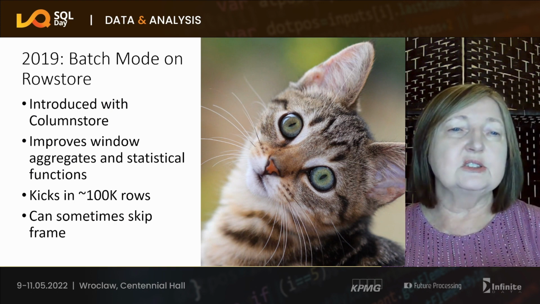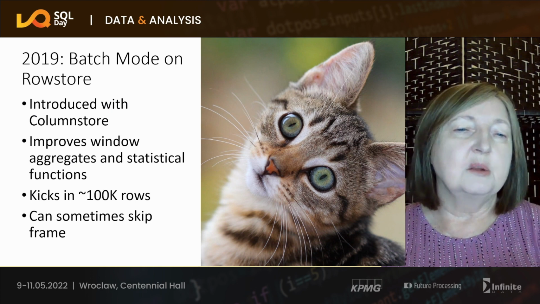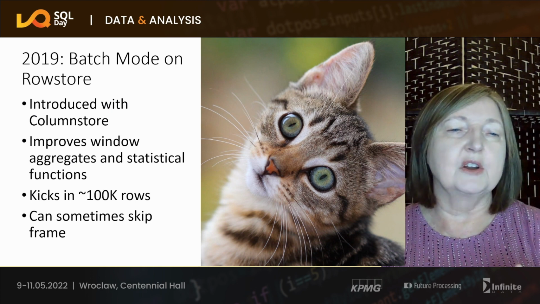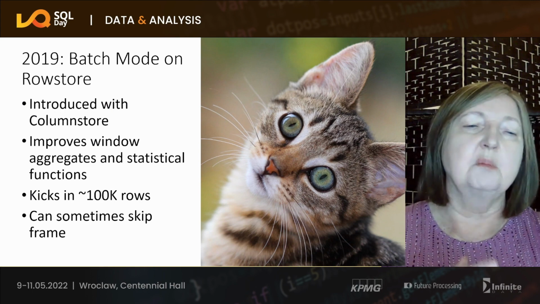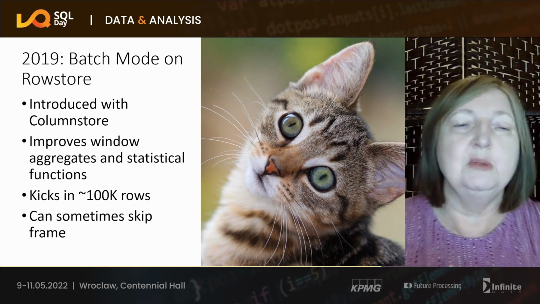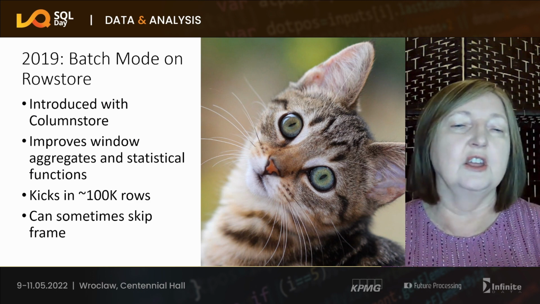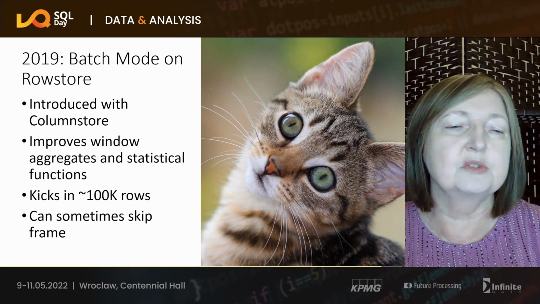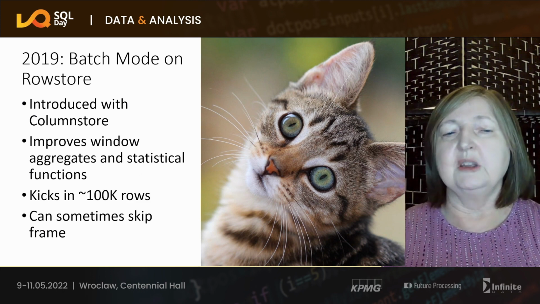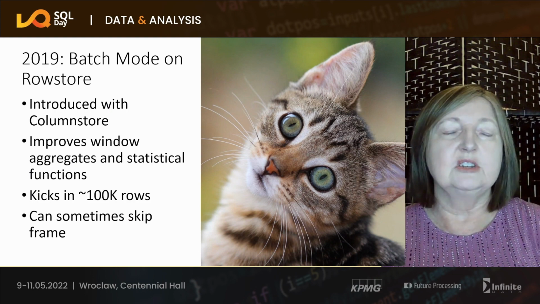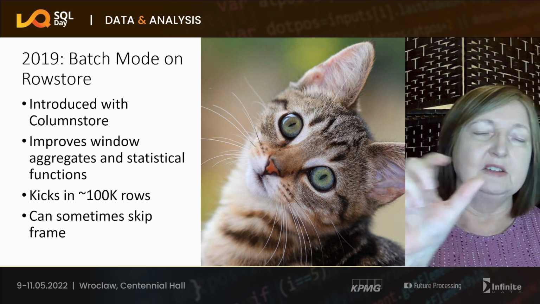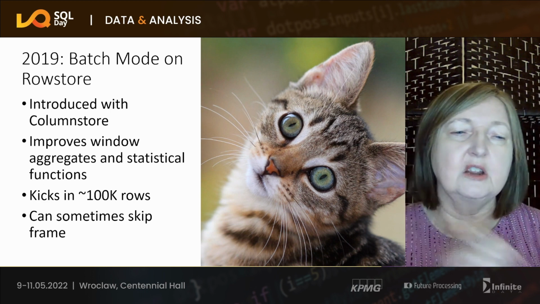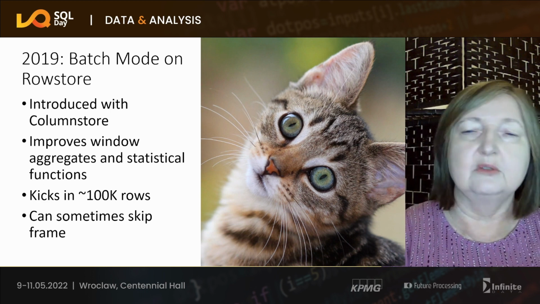So this feature will automatically improve window aggregates and those statistical functions. It kicks in, in my experience, maybe different for others, but I saw it kick in around 100,000 rows. And it actually allowed me to skip the frame to get better performance. However, if that order by column is not unique, then I could get incorrect results.